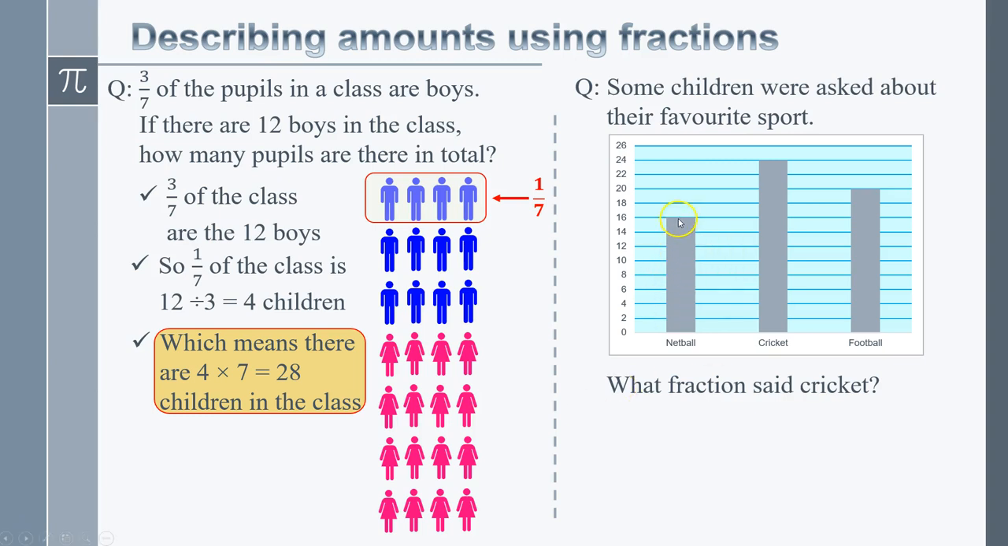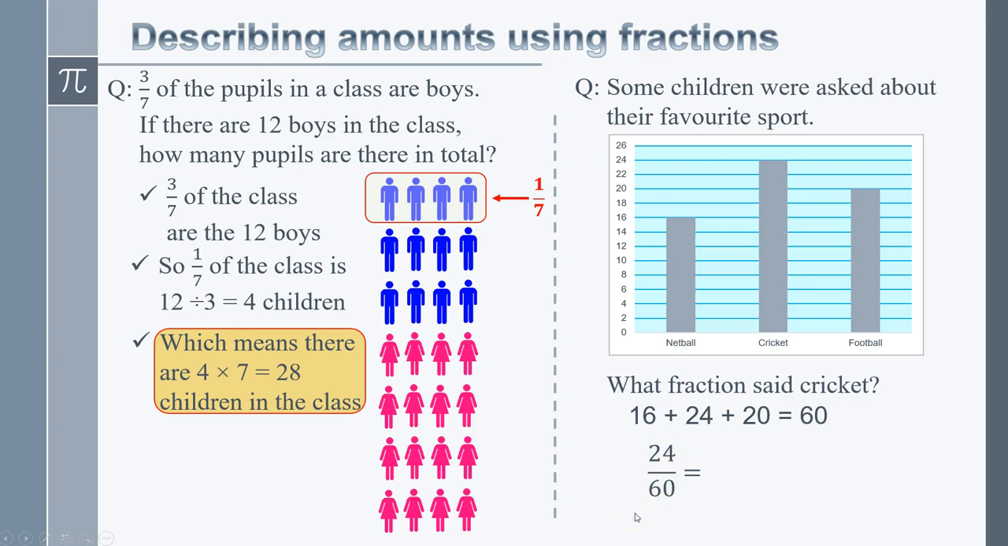So let's have a look and say, well, we've got 16 said netball, we've got 24 said cricket, we've got 20 said football, so we need to add up 16, 24 and 20, so we can work out straight from our bar chart that 60 children were asked. And we already said that 24 of them, there they are, said cricket. So 24 out of the 60 said that cricket was their favourite.